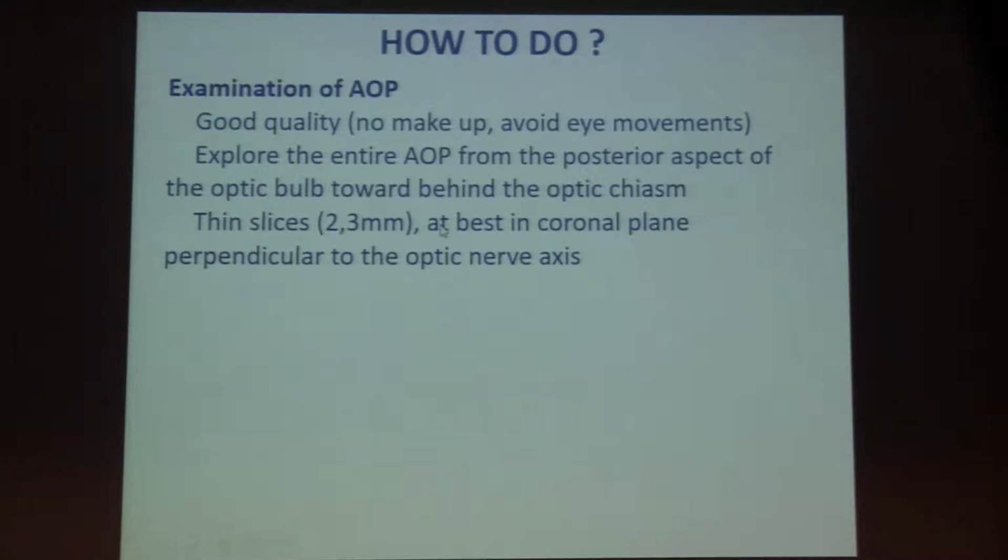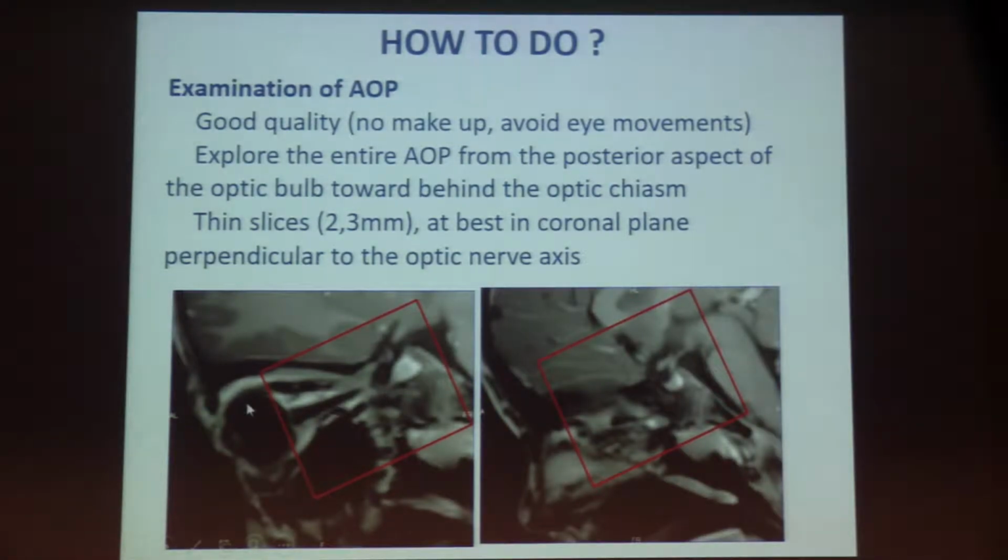The best way to do this is to perform thin slices, 2 or 3 millimeters, at best in the coronal plane, because you avoid missing lesions, and it has to be perpendicular to the optic nerve axis. You perform a sagittal T1 or the sagittal scout view, and you take the optic nerve, and the first slice must be positioned at the posterior aspect of the optic bulb, and you go to the sagittal plane to be sure that you examine the complete optic chiasm and a little bit of the optic radiation, and you can't miss the lesion.